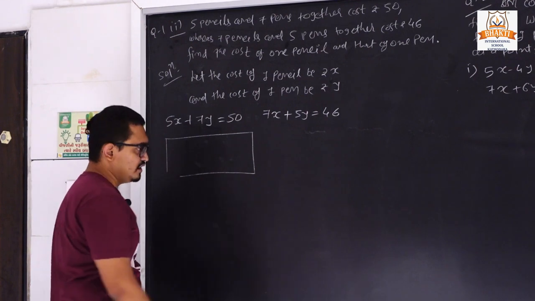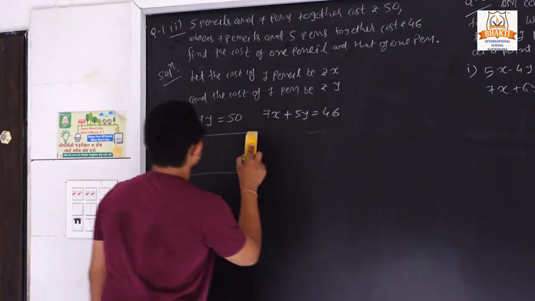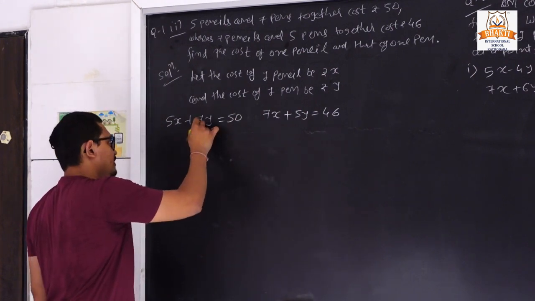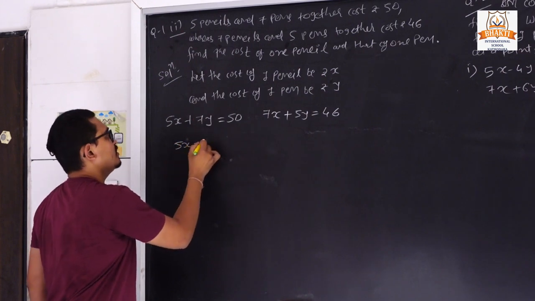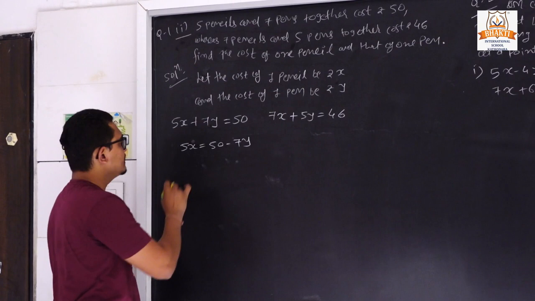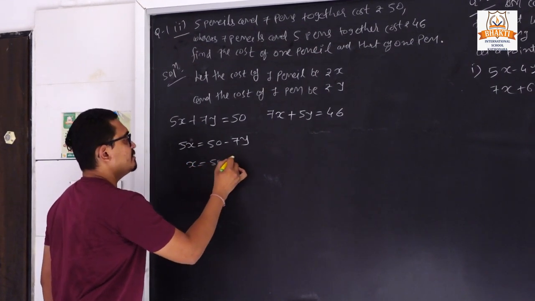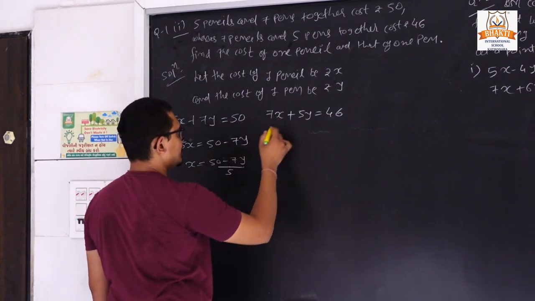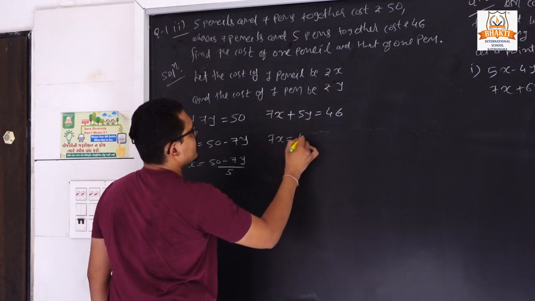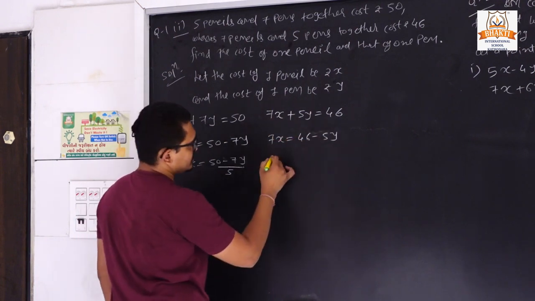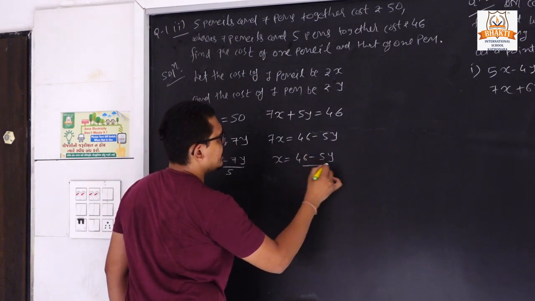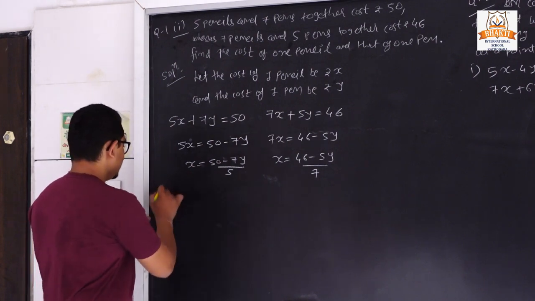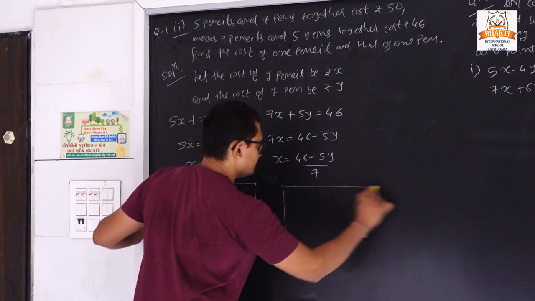So for that, first of all, here this 7y is going to the second side, so 50 minus 7y, and this 5 is going to the second side, so it will be in the denominator, upon 5. Next, similarly here 7x, 46 minus 5y, so x is equal to 46 minus 5y divided by 7. Clear?